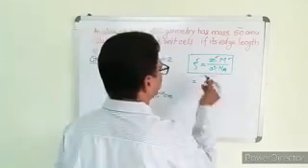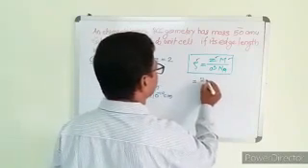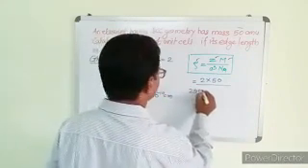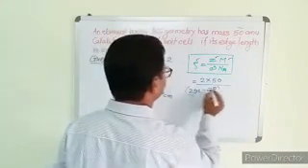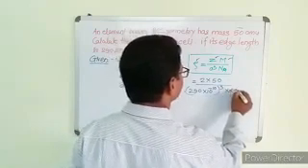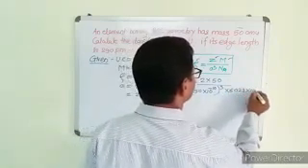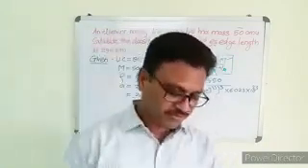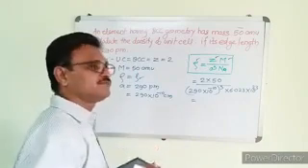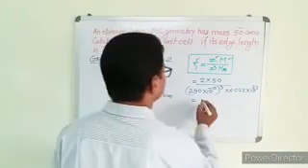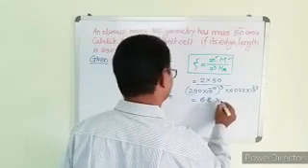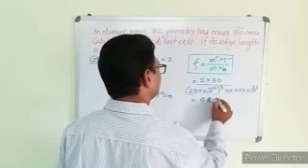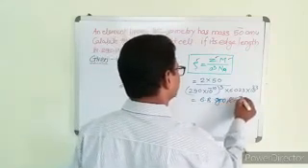Put all the values in. 2 into 50 upon 290 into 10 to the power minus 10 whole cube into 6.023 into 10 to the power 23. Put all the values in and calculate slowly. So when you calculate slowly, you will get the last answer, that is 6.8, and you have to write down its unit of density, that is gram per centimeter cube.